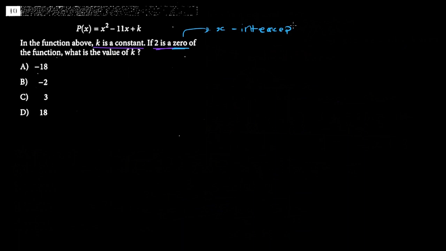sorry. And that's the same thing as a root. And all of these guys are the same thing as a solution. They all mean the same thing. That's what you need to remember. 0, x-intercept, and root, they all just mean a solution of a quadratic, right? And so we know in this question, 2 is our solution to this quadratic right here.